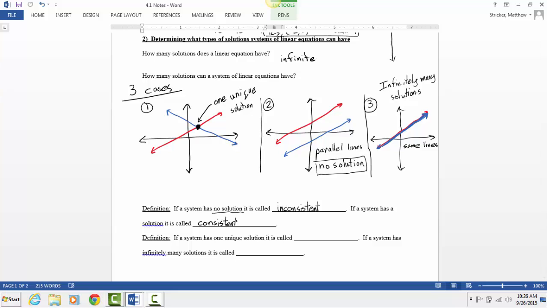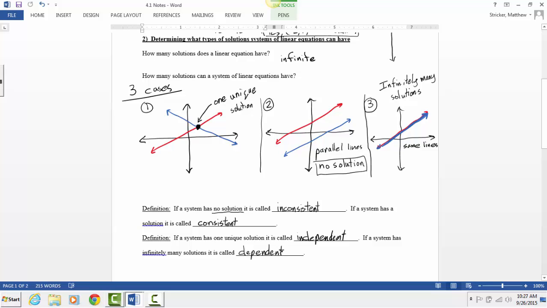Okay, if a system has one unique solution, it is called independent. The two lines are independent of each other. If a system has infinitely many solutions, the one line depends on the other, and we call the system dependent.